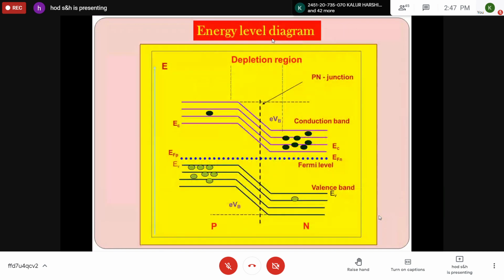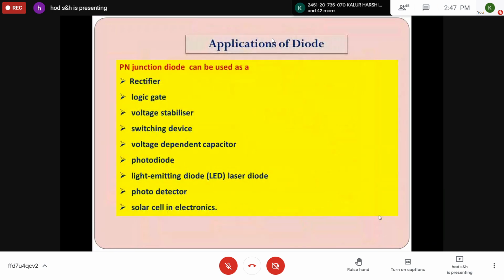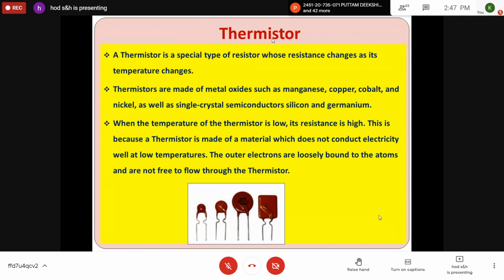So this I will anyhow send to you, because I have already explained these applications of the diode. And the small topic, thermistor characteristics, is there. Within 2 or 3 minutes I'll complete this. If you read it, you can understand. Only a small note on thermistor.